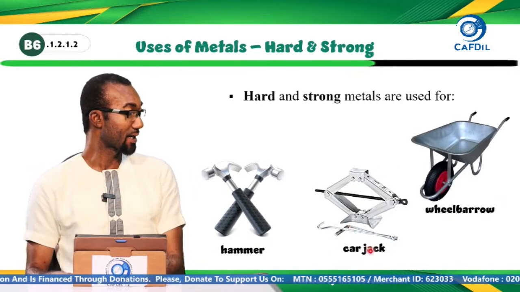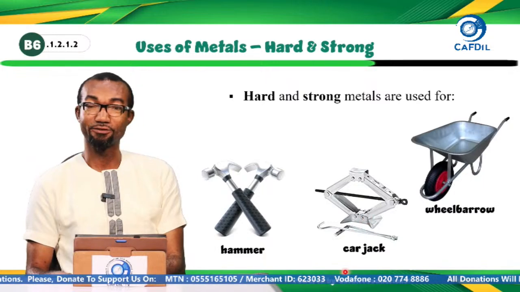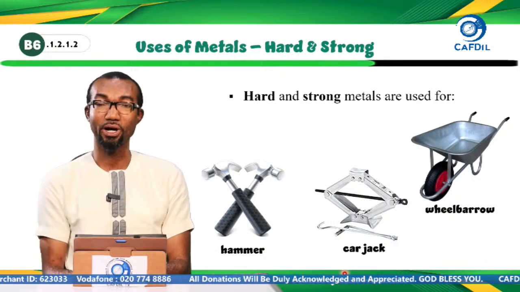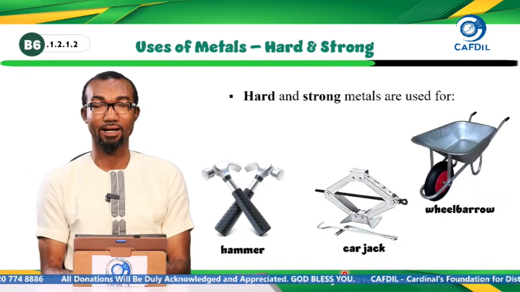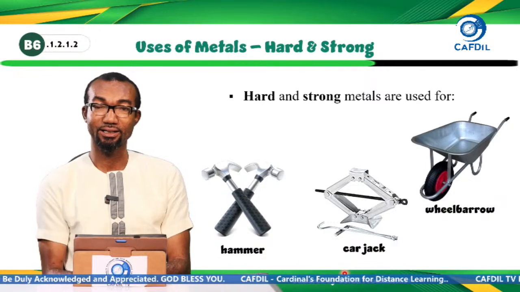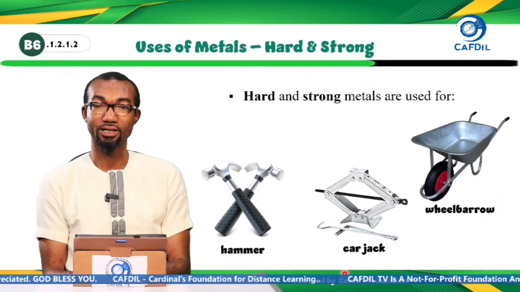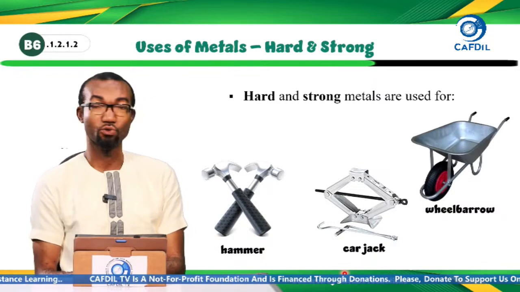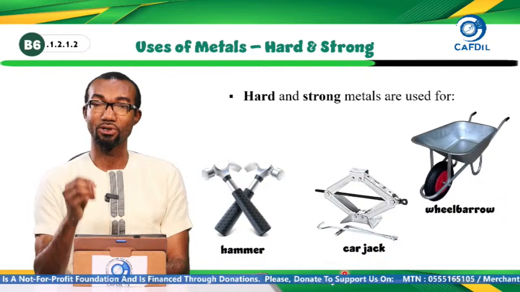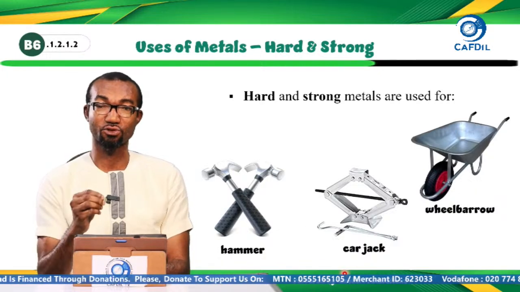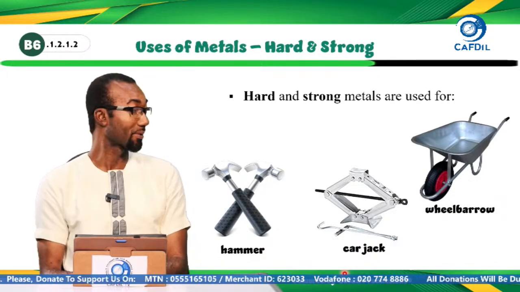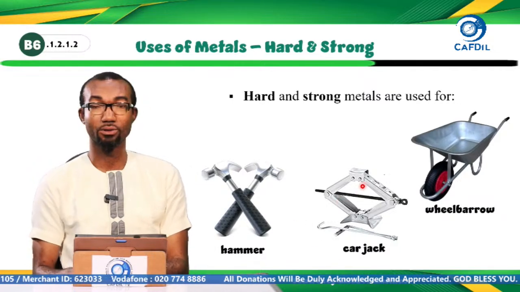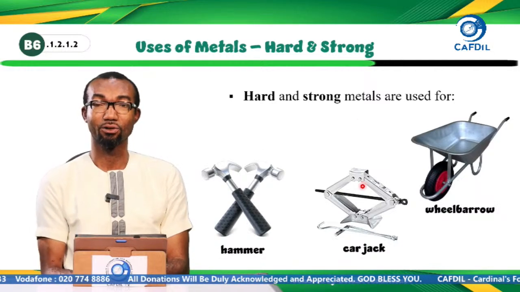You see a car jack here. What is the function? We use it to raise a car up so that we can work under the car. If this car jack is not strong, then it cannot even raise the car higher so that we can get space to work on the car. So because metals are hard and strong, we can use it to lift up cars when there is a problem. We can also use it to make a wheelbarrow, and we use a wheelbarrow to carry a lot of load.